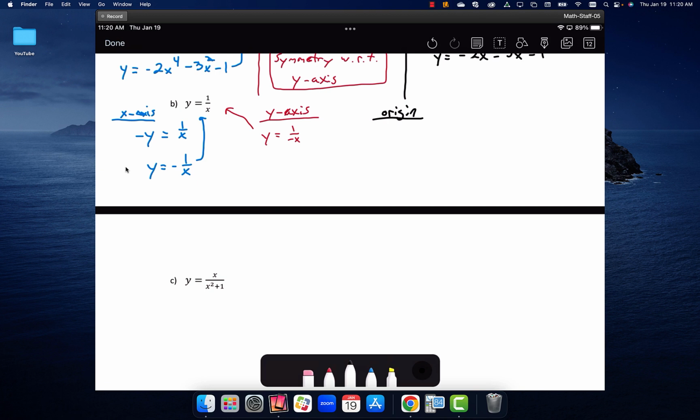To test for symmetry about the origin, we're going to replace y with negative y and x with negative x. Our goal is to try to force y to be positive here, so let's multiply both sides by negative 1. And notice that this is what you started with. They are equivalent, so we have symmetry with respect to the origin.